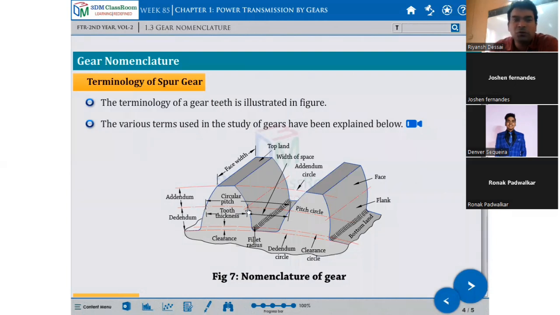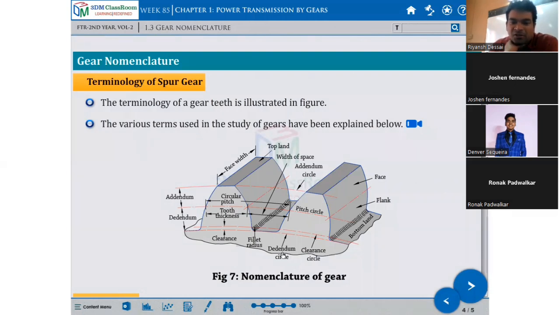Okay, and this tooth thickness we can measure by using a special caliper called a gear tooth caliper. With an ordinary caliper, it is not possible to exactly take the thickness of the tooth. So we require one special caliper called a gear tooth caliper. That is one instrument required. Then circular pitch is from this point to the corresponding tip of the adjacent tooth. Whatever distance is there, you can find by measuring, that is called circular pitch.